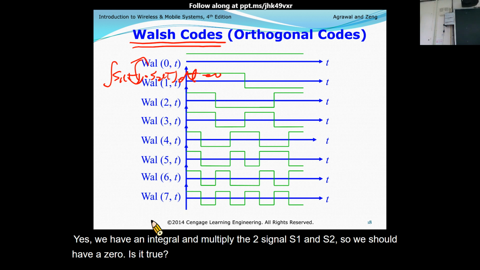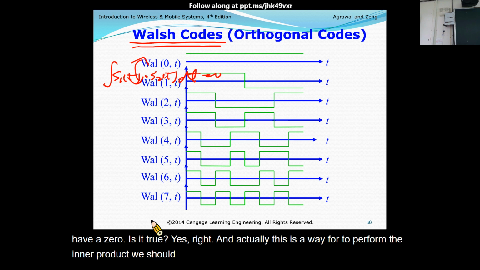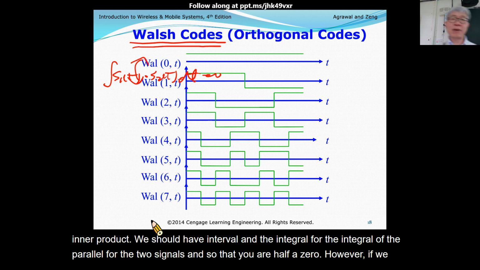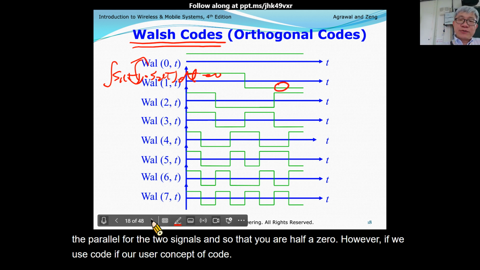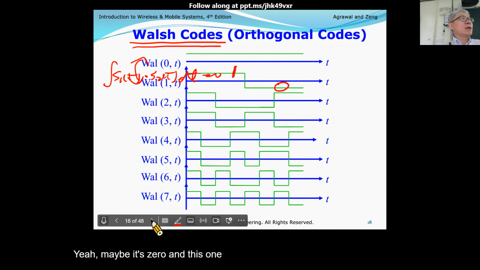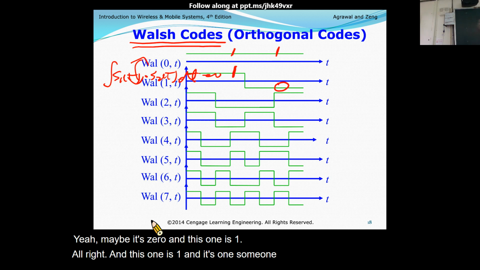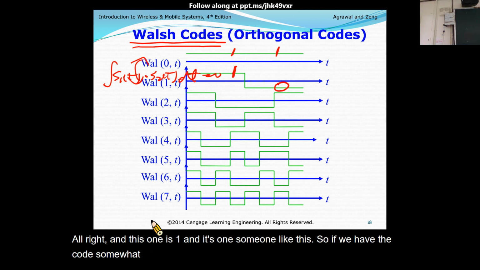And actually, this is a waveform to perform the inner product. We should have an integral for the integrand of a product of the two signals, and so you will have a 0. However, if we use the concept of code, here maybe it's 0 and this one is 1. All right, and this one is 1 and it's 1. Something like this.